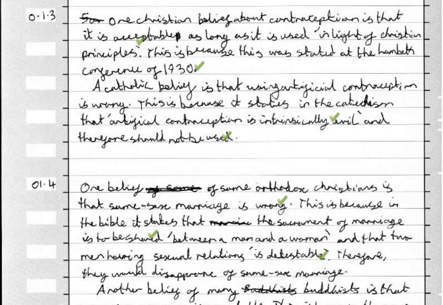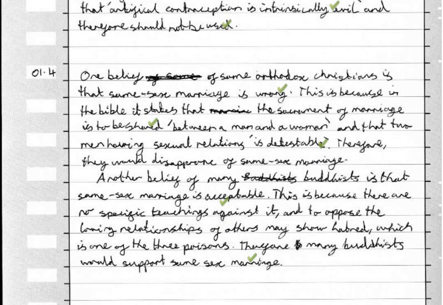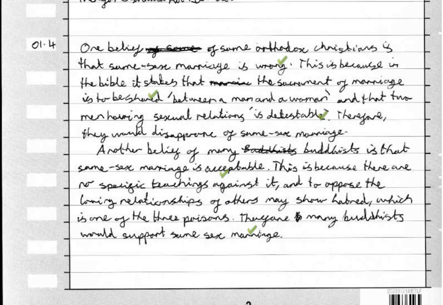We'll take a look next at the 5-mark question. This question is: explain 2 religious beliefs about same-sex marriage. So, the top one then. Remember, this is a 5 out of 5 answer, and you get the extra mark for the quote. So let's take a look.